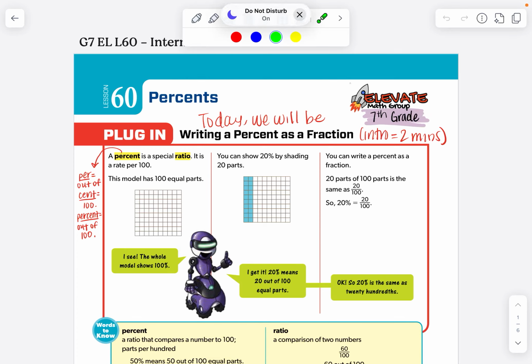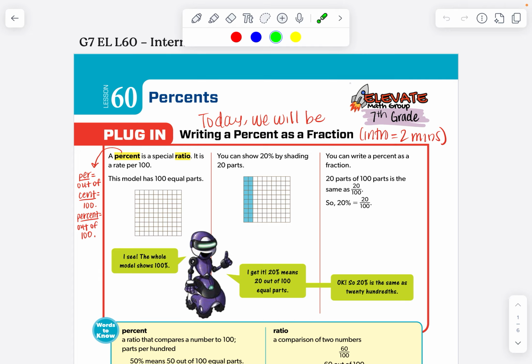Hi everyone, this is 7th grade Elevate. Today we will be writing a percent as a fraction. This part of the lesson is particularly easy. The second part of the lesson is what might be a little bit challenging for students.